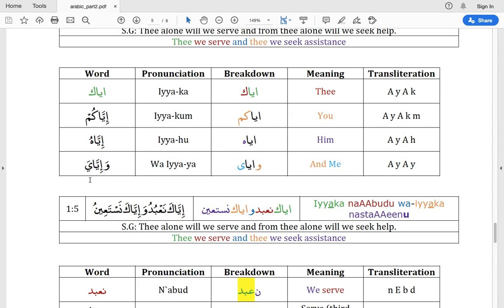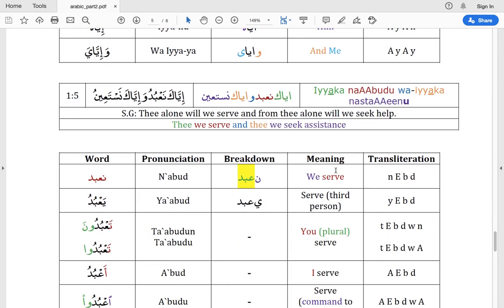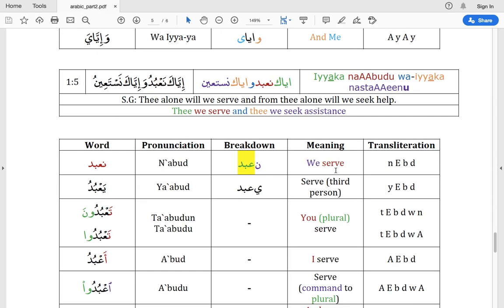Okay. Wa iyai. I added ya at the beginning just to make it a little bit more challenging. Wa means and. Alif, ya, alif, that we know is just referencing. And ya means me. Okay. Wa iyai, and me. Okay. Iyaka na'budu wa iyaka nasta'in.